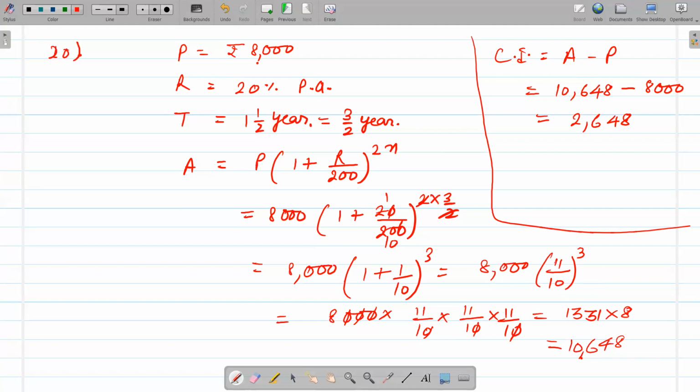Simple question. You need not do anything extra here. You simply use the simple formula, because the interest is compounded half yearly, so the half yearly formula will be used here. Okay, now the next question, number 21.